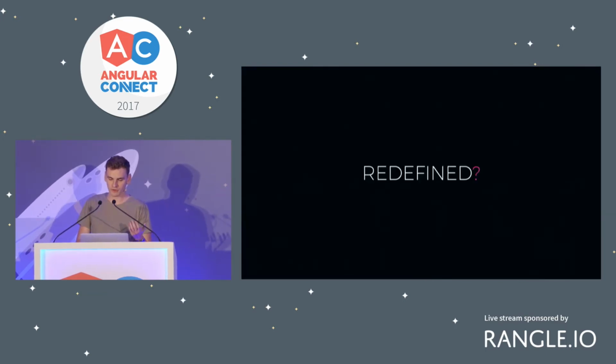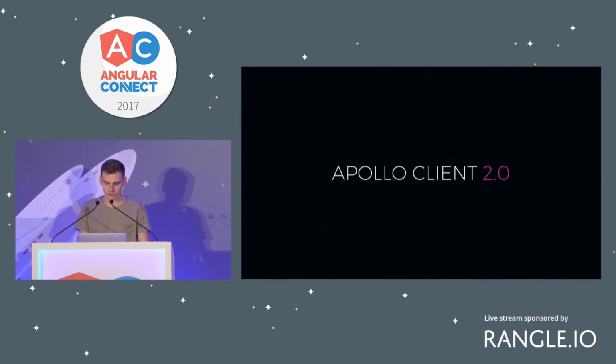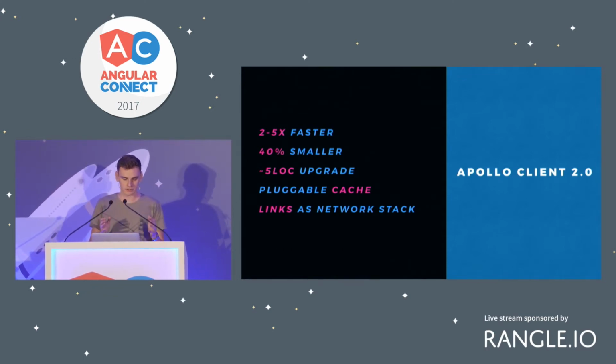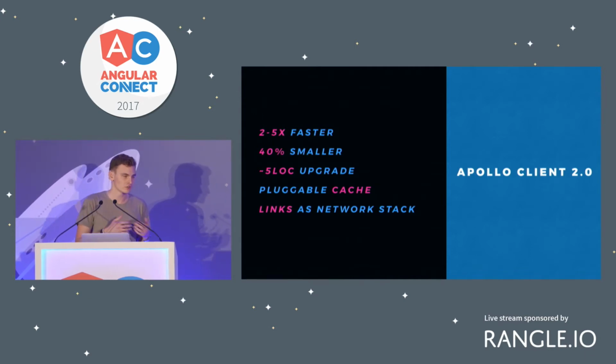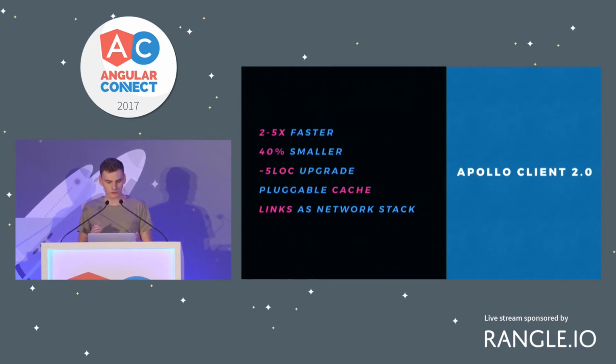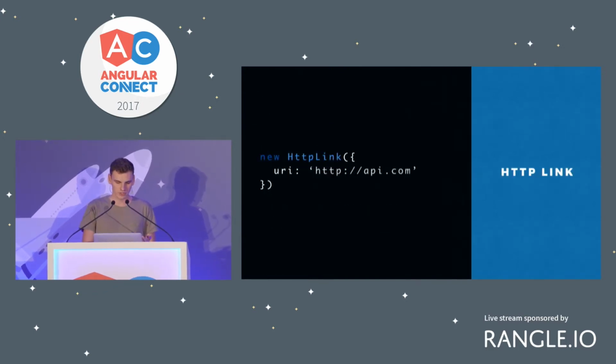So why redefined? We've got Apollo 2.0. It came out a few weeks ago, and it's faster, smaller, stuff like this. But the more important part is that you have a pluggable cache, and it opens up things like Redux, NGRX, MobX, anything you want. It allows you to even optimize those caches because you no longer stick to Redux. And it also introduced the concept of links. So it's like a network stack.